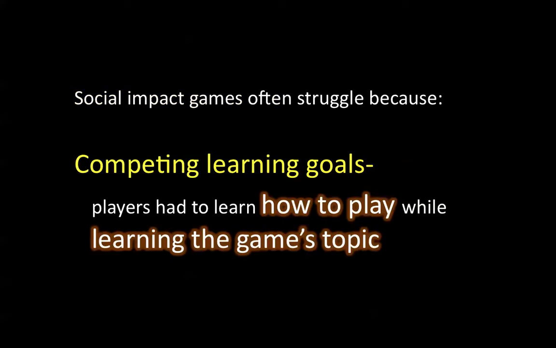Basically, social impact games often struggle with this dilemma. They have competing learning goals. So players generally have to learn how to play while they're learning the game's topic. The situation is that players are tasked with two very specific and very important learning goals in order to accomplish whatever they're trying to do in the game. And sometimes those are at odds, especially if the gameplay mechanic is contrary to what familiar players expect. So if it looks like a first-person shooter but they're asked not to shoot, players get frustrated and are trying to understand what they perceive as a more complex instruction set.